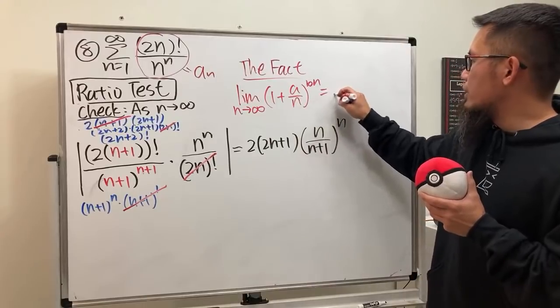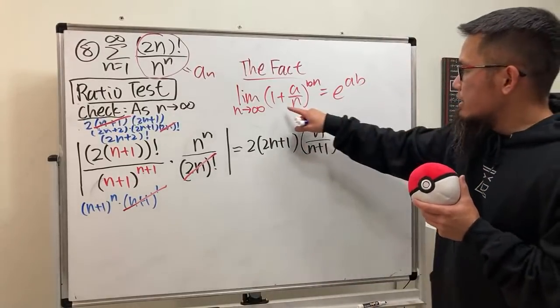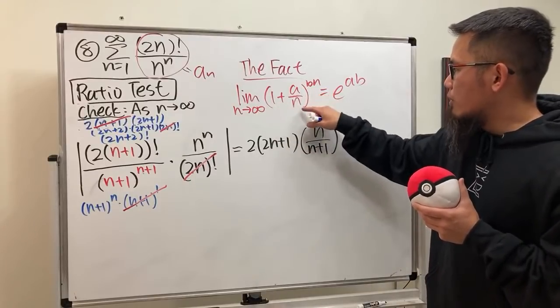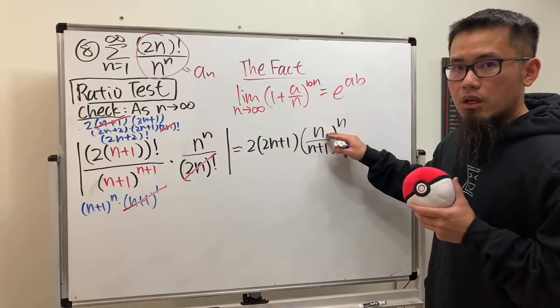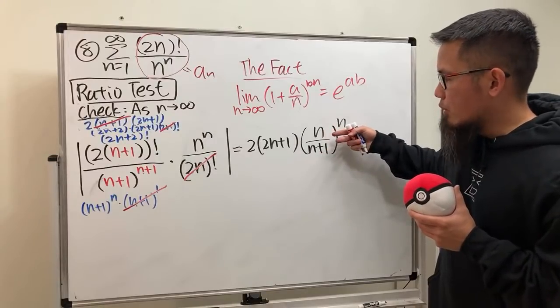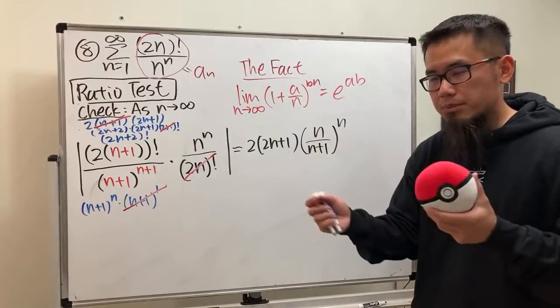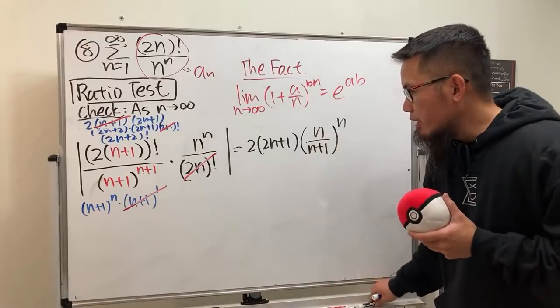Bn is equal to e to the ab. Well, you see that we have 1 plus a over b. This right here is n over n plus 1. Imagine if we do the reciprocal. That would be much better because then we'll just have n on the bottom and then we can split the fraction. So here is how we are going to do it.